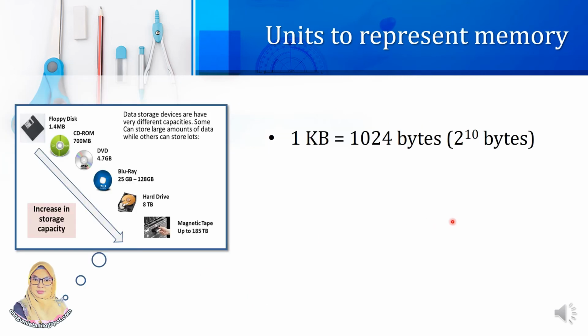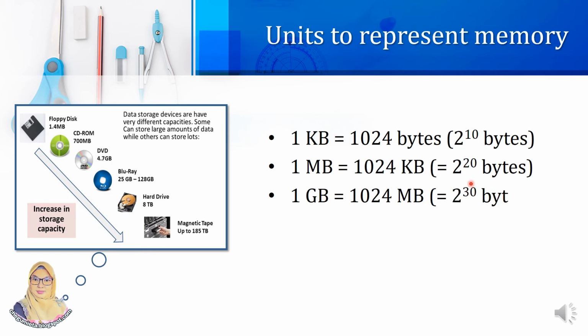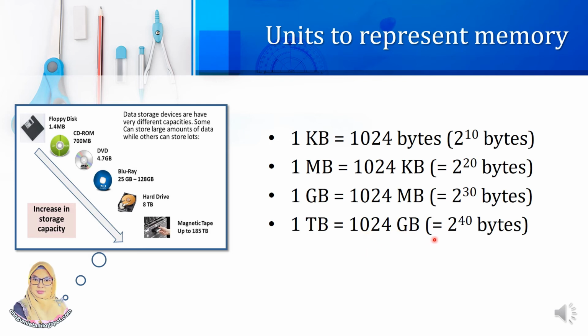Let's see how much is 1 kilobyte. 1 kilobyte has 1024 bytes, which is equal to 2 to the power of 10 bytes. 1 megabyte has 1024 kilobytes, which is equal to 2 to the power of 20 bytes. 1 gigabyte has 1024 megabytes, which is equal to 2 to the power of 30 bytes. 1 terabyte has 1024 gigabytes, which is equal to 2 to the power of 40 bytes.